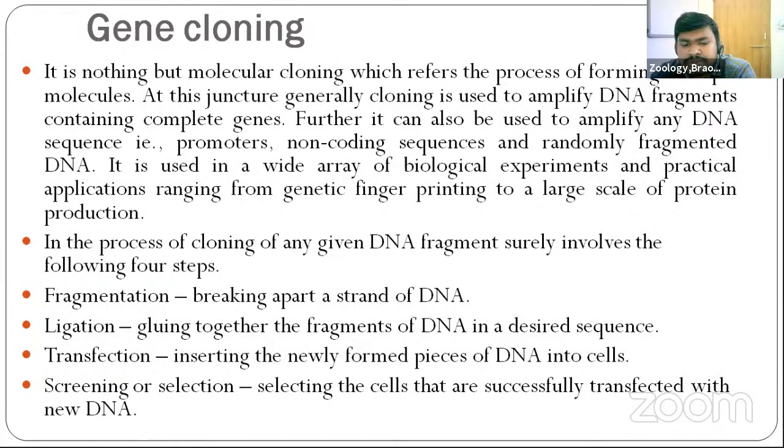In the process of cloning any given DNA fragment, it surely involves the following steps: fragmentation, ligation, transfection, and screening or selection. The first one is fragmentation, breaking apart a strand of DNA. The second one, ligation, gluing together the fragments of DNA in a desired sequence. The third one is transfection, inserting the newly formed pieces of DNA into cells. The fourth one, screening or selection, selecting the cells that have been successfully transfected with the new DNA.